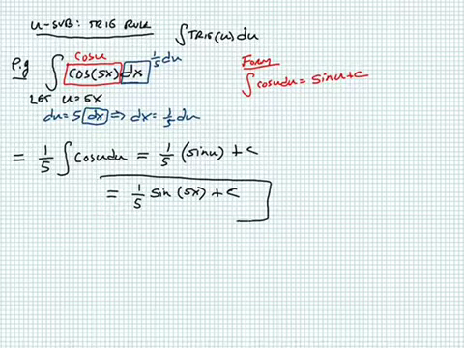If you want to prove that this is correct, again, just take the derivative and make sure you get cosine of 5x, which is the original integrand, which you will. And this is a pretty easy one to prove. All right, so next we want to look at a little more challenging example.